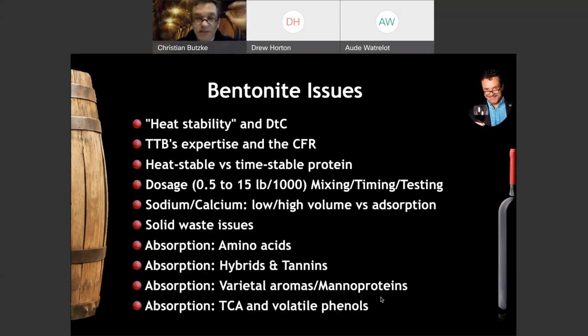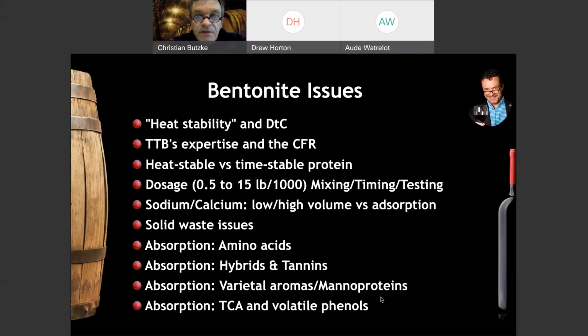So here's a list of things that I just came up with after Drew and Odd asked me to talk about bentonite. This is not my area of expertise, but then again, I'm a generalist. I know a little bit of everything in the world of wine, as you can tell from my resume.